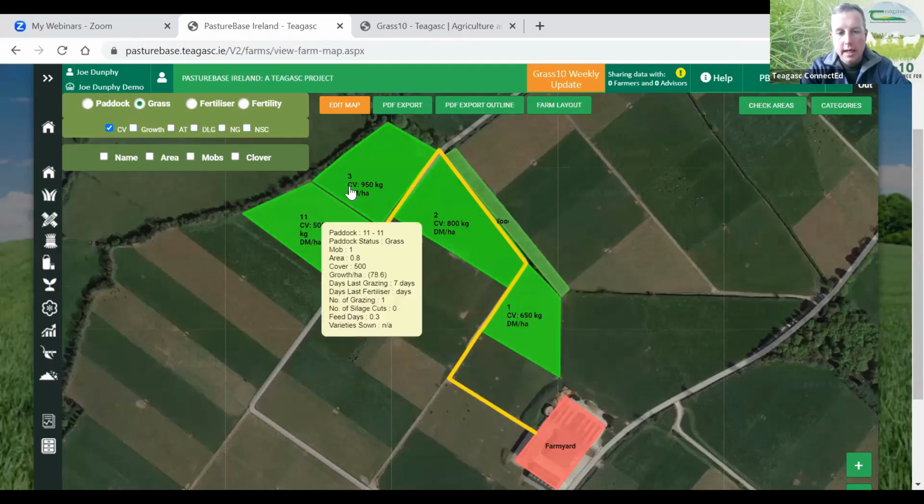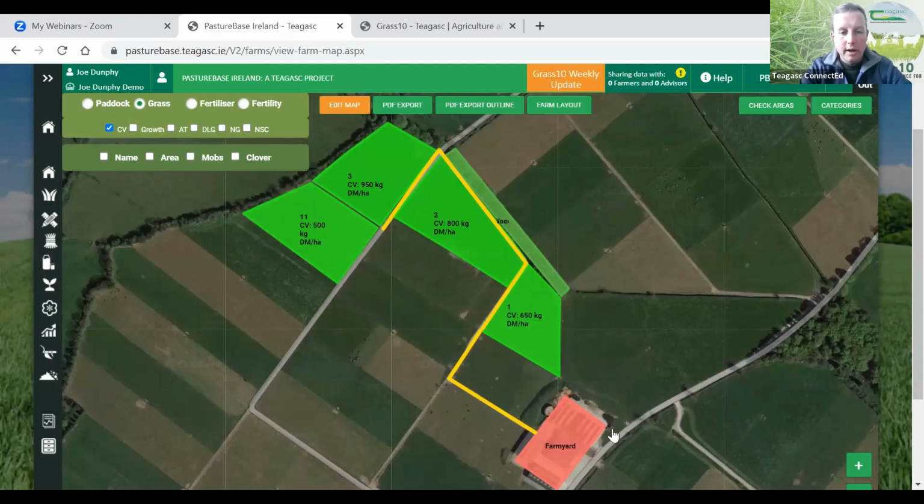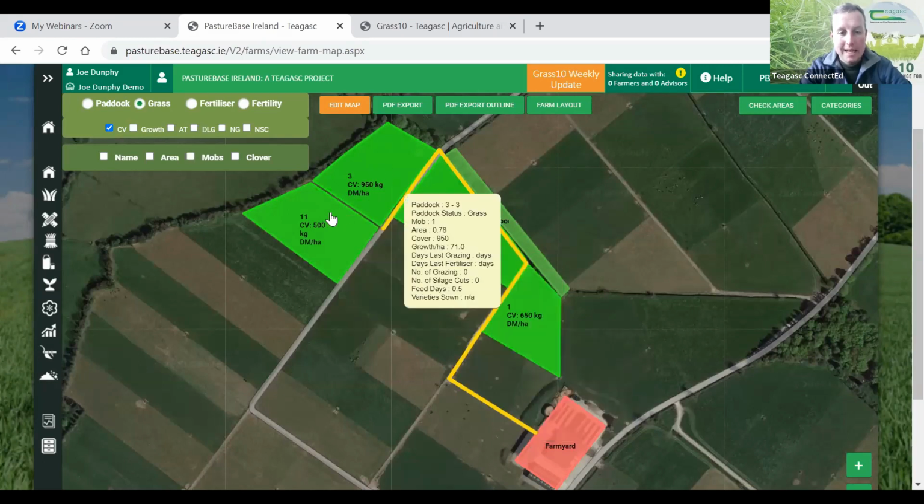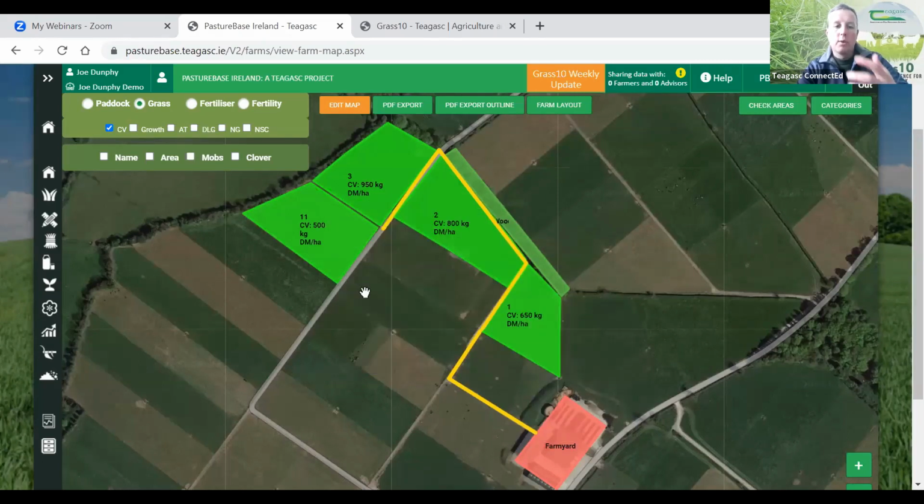I just wanted to show people that. So obviously, if I had all my paddocks set up on here, I'd see the different covers, and they'd come up in different colors. Those paddocks are all between 500 and 1,000, so they're all the same green color. But if they go over 1,000, they get to a different color. If they're lighter than 500, they go to a different color.